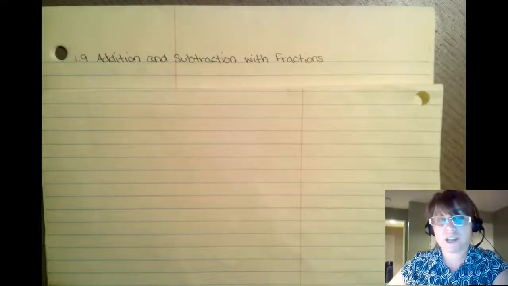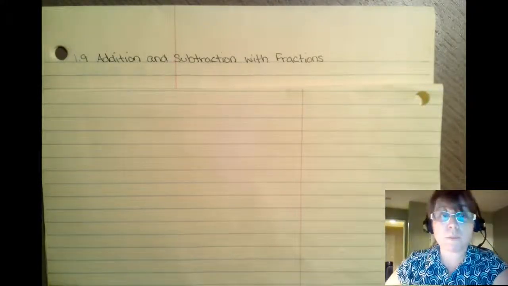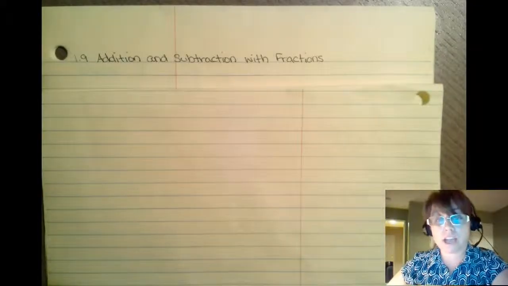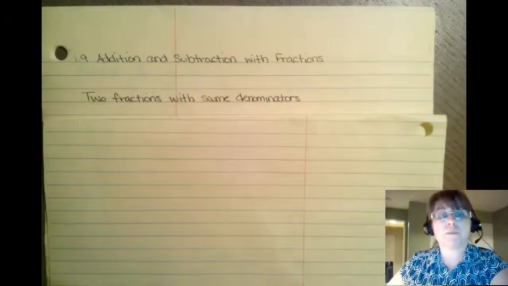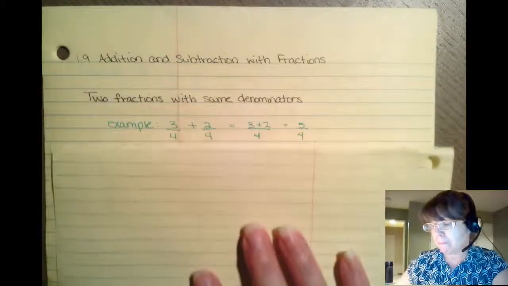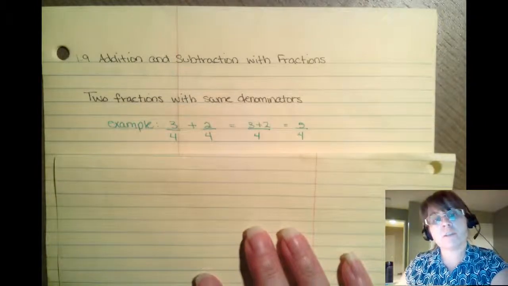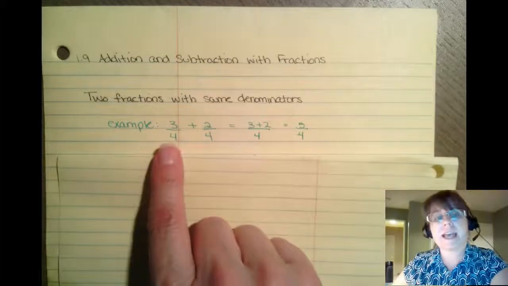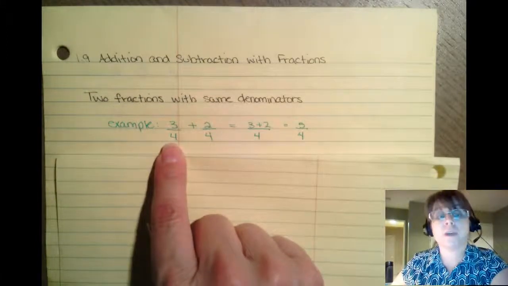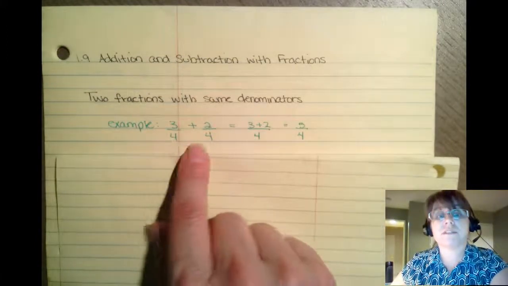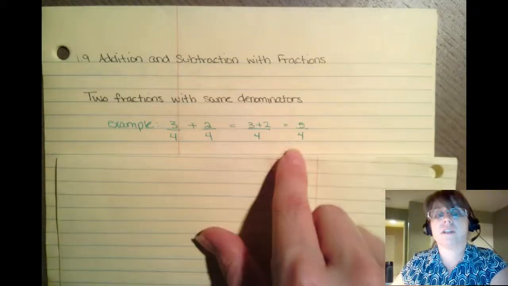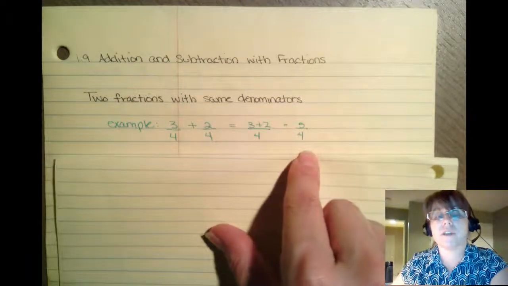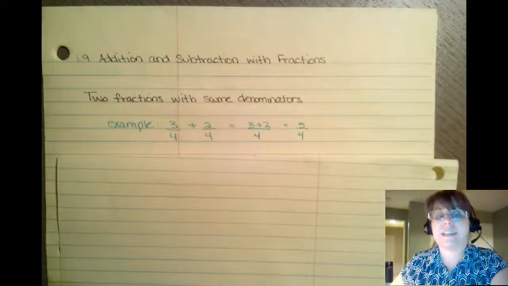In this lecture, we're going to cover our textbook chapter 1.9, Addition and Subtraction with Fractions. Two fractions with the same denominator. It's pretty straightforward how we add and subtract these fractions. As long as it has the same denominator, then all we need to do is add, in this case, our numerators. So 3/4 plus 2/4 equals (3 plus 2)/4 equals 5/4, since it had the same denominator.